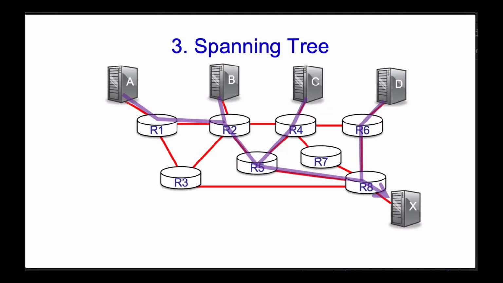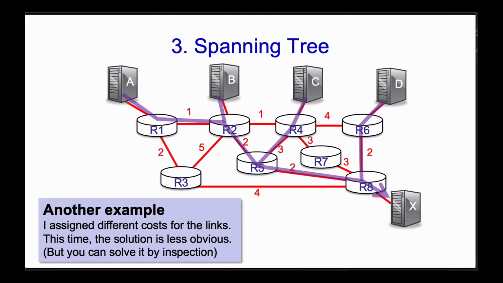Here's another example of a lowest cost spanning tree. I assigned different costs for the links this time. So I just want to show you this as an example. This time the solution is slightly less obvious, but you can still solve it easily by inspection in just a few seconds. The purple spanning tree is the lowest cost spanning tree, and so packets from A, B, C, and D should follow the purple tree in order to reach X over the lowest cost path.